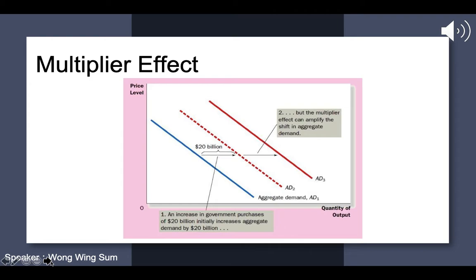I told you what the multiplier effect is in the last slide. In this slide, the graph explains why the multiplier effect makes the AD curve shift to the right. However, it also explains that the multiplier effect only occurs in expansionary fiscal policy, not in contractionary policy.